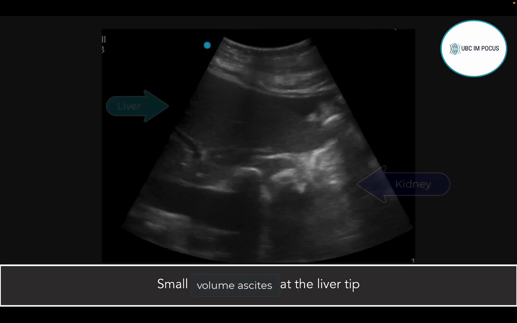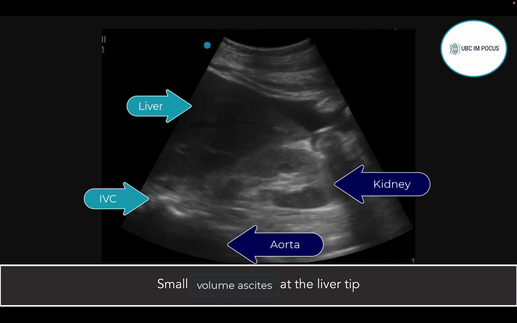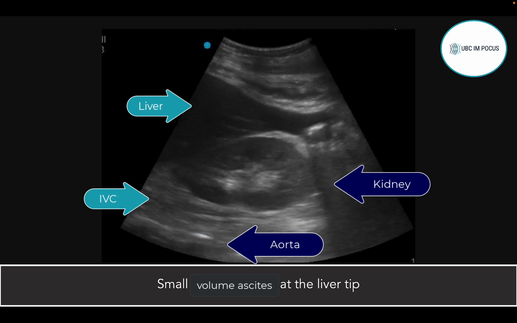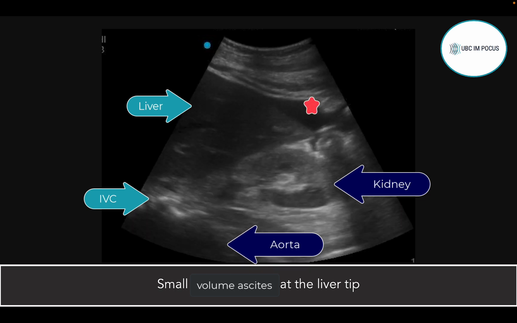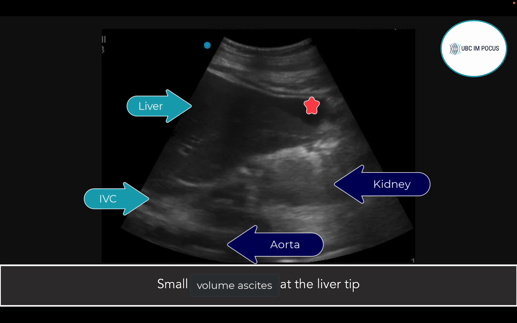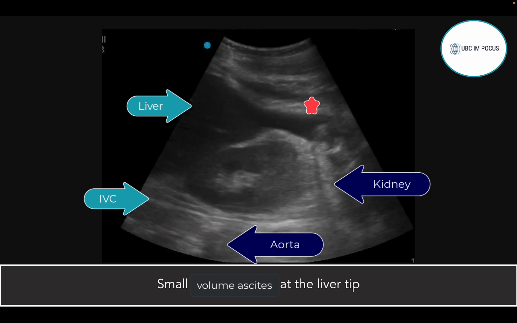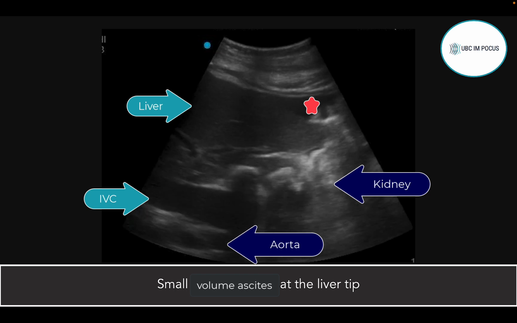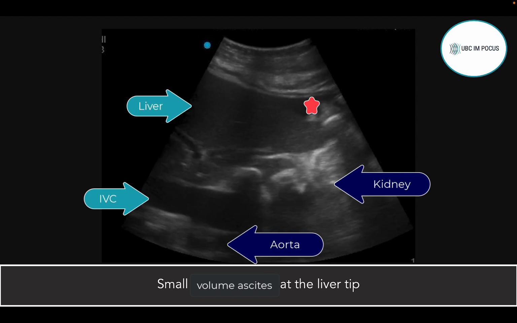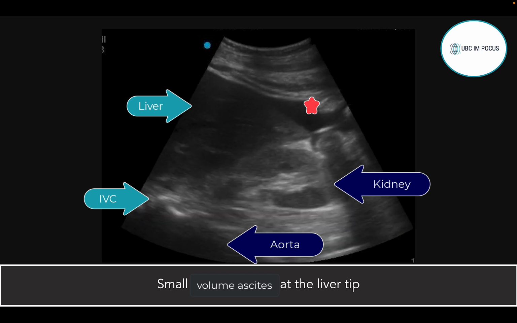Here we're in the right upper quadrant. We see a nice kidney that we're fanning through. We see some aorta hanging out under there as we come through our image. The thing to point out here is a small amount of black anechoic fluid right at the liver tip. On the right side, the liver tip is the most sensitive area for identifying free fluid, which is why we always want to make sure we're visualizing it. If we were thinking about doing a paracentesis, this isn't necessarily a pocket of fluid I would go after because it's very small, but it certainly is there.